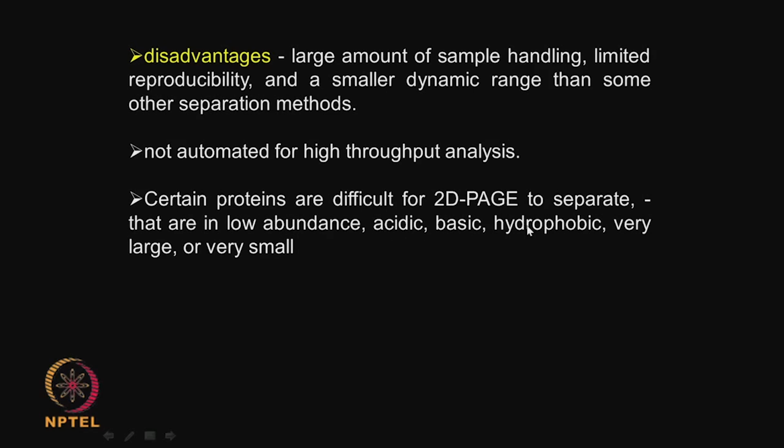Acidic, basic, hydrophobic, or very large or very small proteins we may not be able to identify in 2D electrophoresis. So, these are the advantages and disadvantages of 2D electrophoresis.